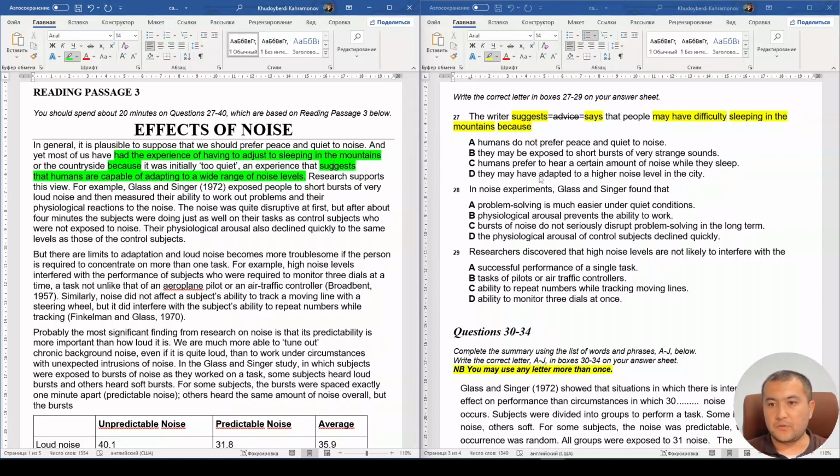So let's figure out if we have such a sentence in the multiple choice. All right. Humans do not prefer peace and quiet. Do not prefer, but no. They may be exposed to sharp. Humans prefer to hear certain. They may have adapted to higher noise. You see, if you pay attention here, we have the keywords like humans are capable of, may have adapted to a wide range of noise levels in the city. That's why this is the answer D, and we gotta write here 27.